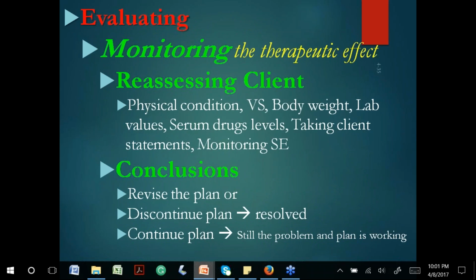Evaluation is monitoring the therapeutic effect. So after all this, what are you going to do? Let's put it this way: I have a patient with pain again. You come to the patient at your shift, and the patient is telling you, oh, I still have pain. You start to make your assessment. You're going to make your diagnosis, okay? Your diagnosis is going to be acute pain related to, right? Or as evidenced by, right? And sometimes as evidenced by is not applicable, so you just use related to.